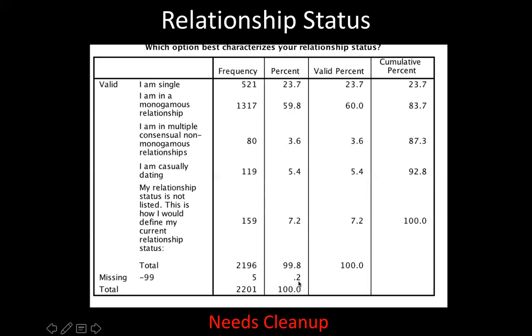If you look down here under percent, you have a percentage for the people who are missing. Over here, you don't count them into the missing. So the valid percent tells you, of the people with valid answers, what percent indicated that they were single, in a monogamous relationship, in multiple consensual non-monogamous relationships, casually dating, or my relationship status is not listed. This is how I would define my current relationship status. We have 160 people in that group, so that is one that we probably need to clean up.